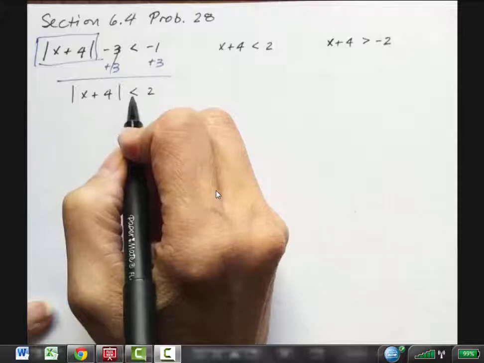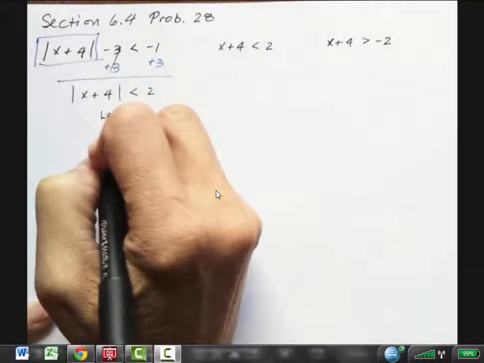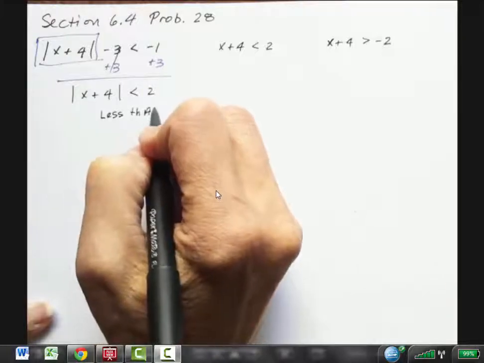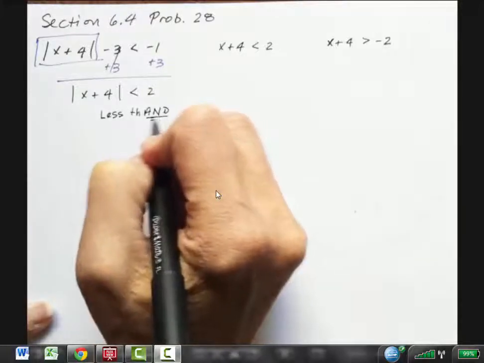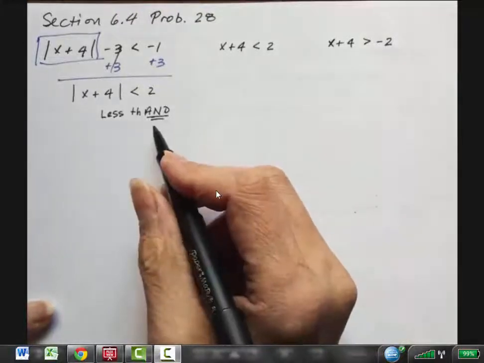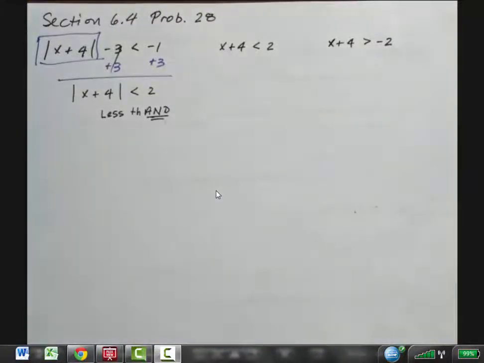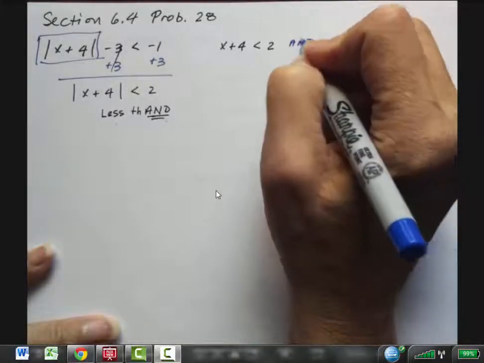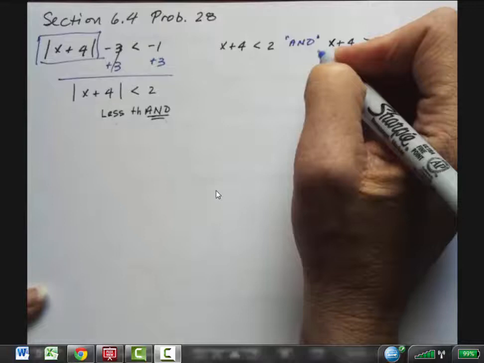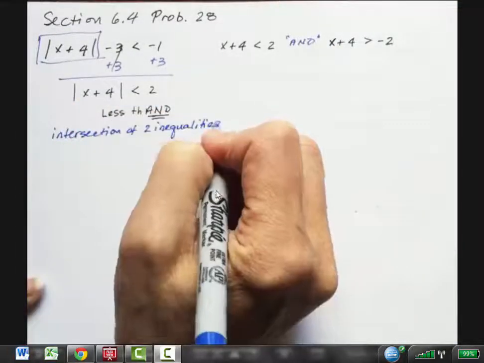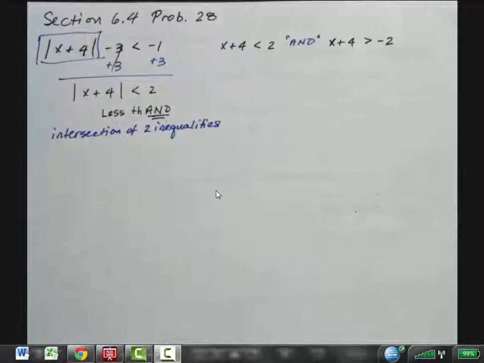And my sign here is a less than. Notice how I'm emphasizing the than. So that tells me what kind of inequality it is. It's going to be an and inequality. So that means I'm going to be looking at the intersection of the 2 inequalities. Intersection is going to be my solution. So I'm going to go ahead and solve these 2 inequalities now.